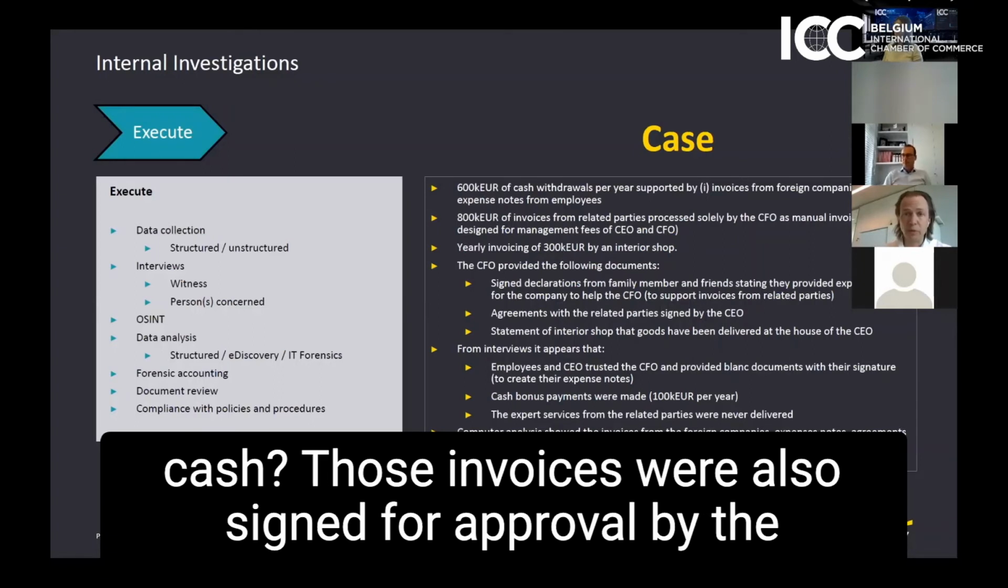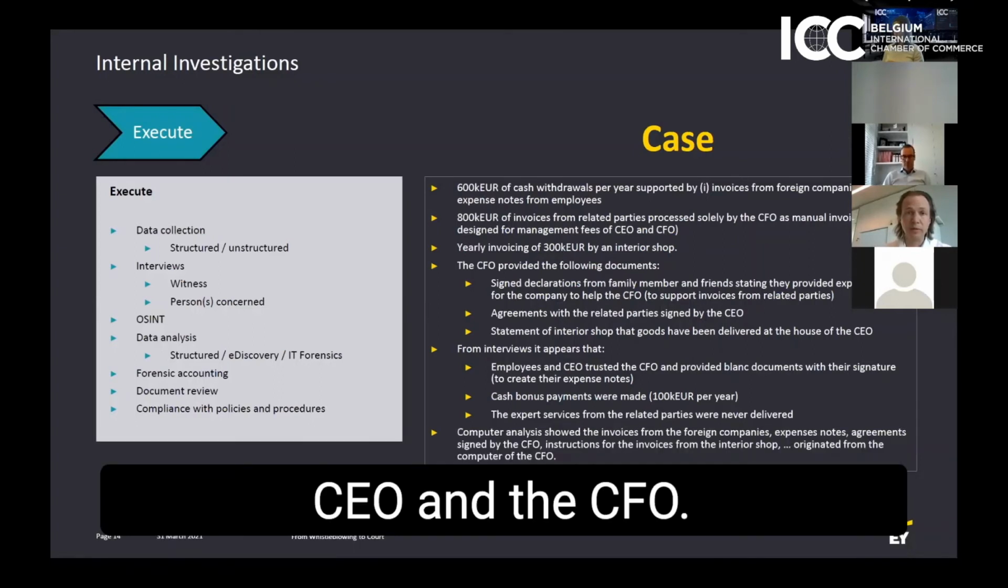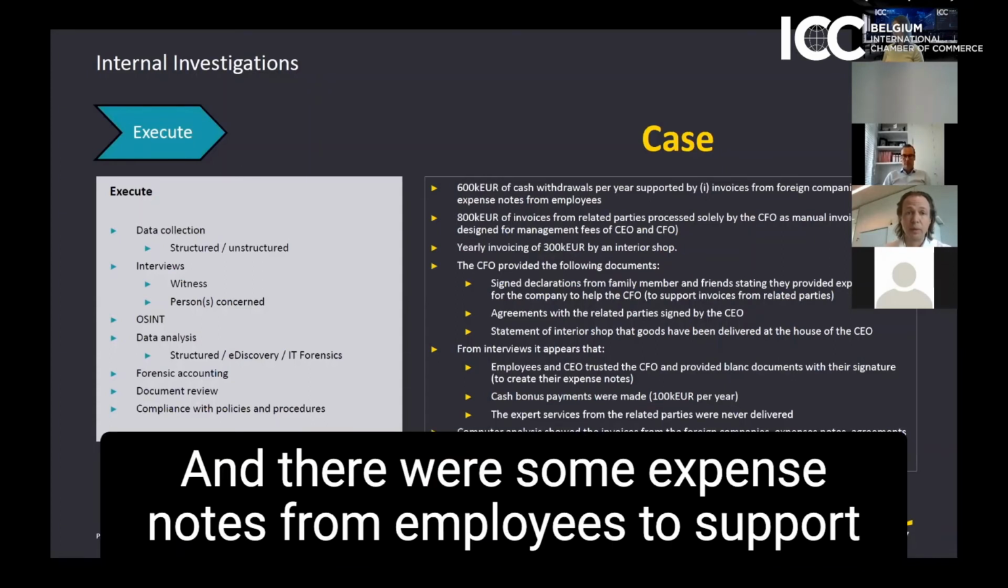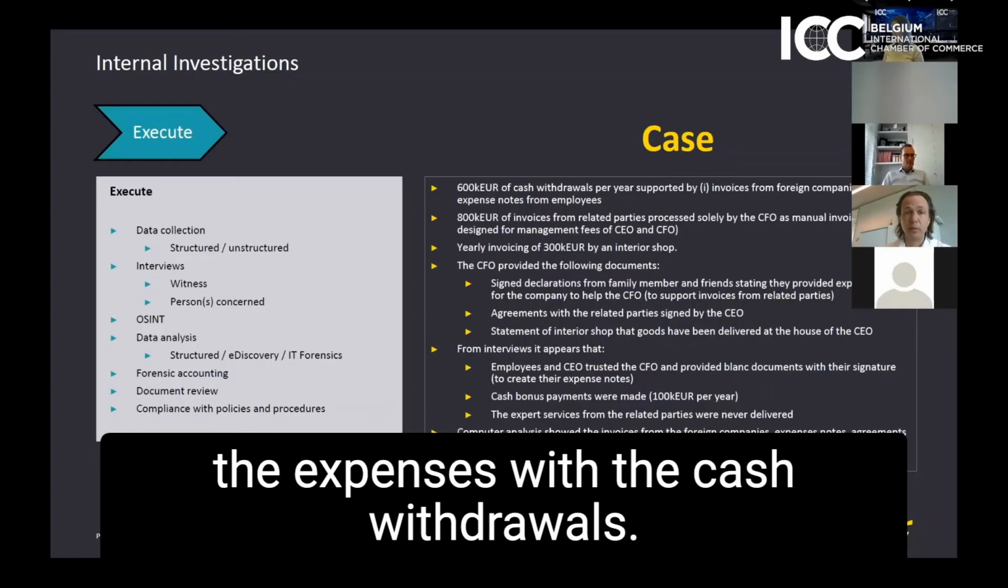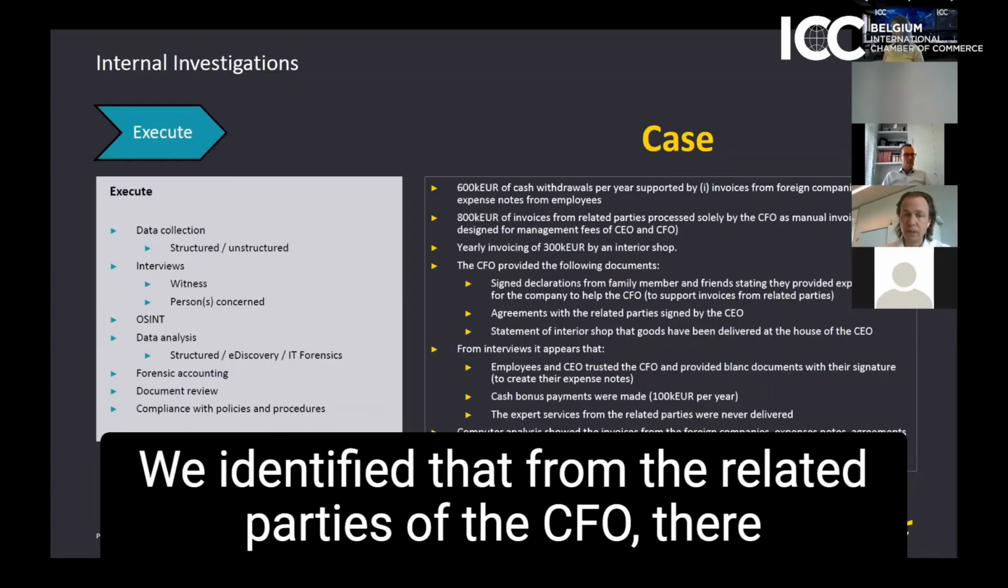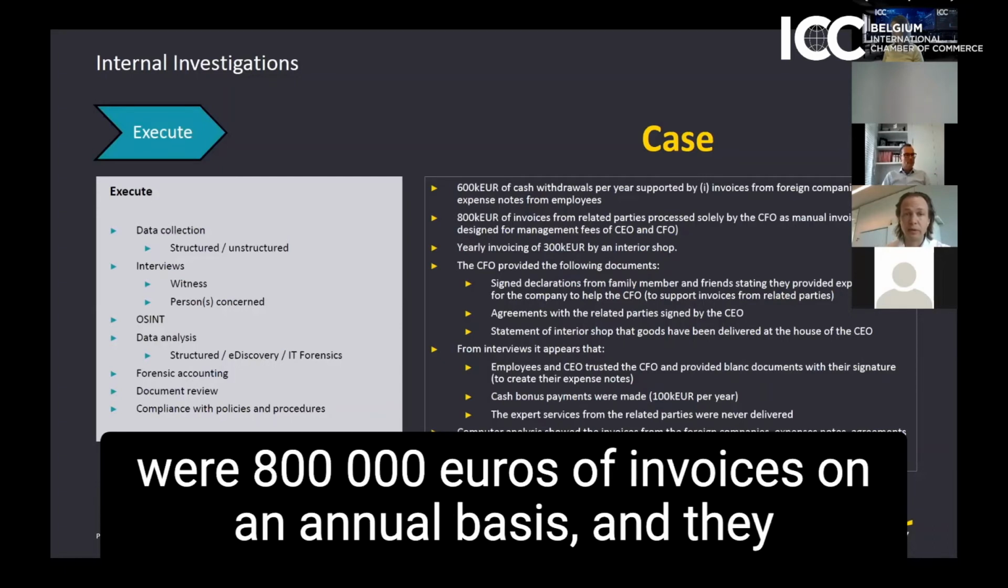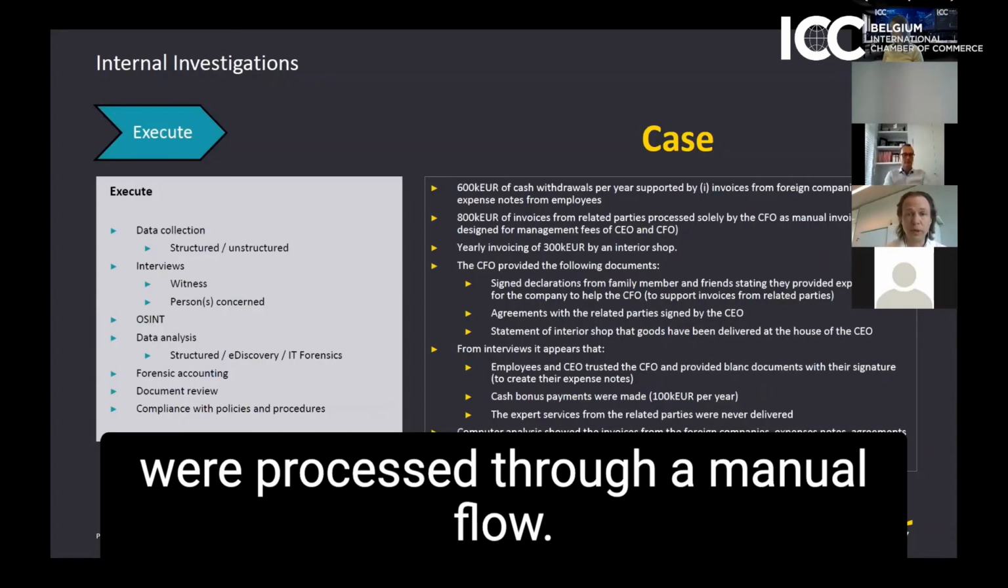Those invoices were also signed for approval by the CEO and the CFO. And there were some expense notes from employees to support the expenses with the cash withdrawals. We identified that from the related parties of the CFO, there were 800,000 euros of invoices on an annual basis, and they were processed through a manual flow.